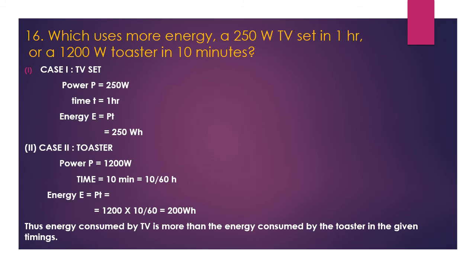Case 2, toaster. We have to find out the energy that it is consuming. So power is 1200 watt, time is 10 minutes. We have to convert it to hours, that is 10 by 60 or 1 by 6. And energy is equal to PT. When we substitute 1200 into 10 by 60, we get 200 watt hours. So please compare and see. So we understand that energy consumed by the TV is more than the energy consumed by the toaster in the given timings.